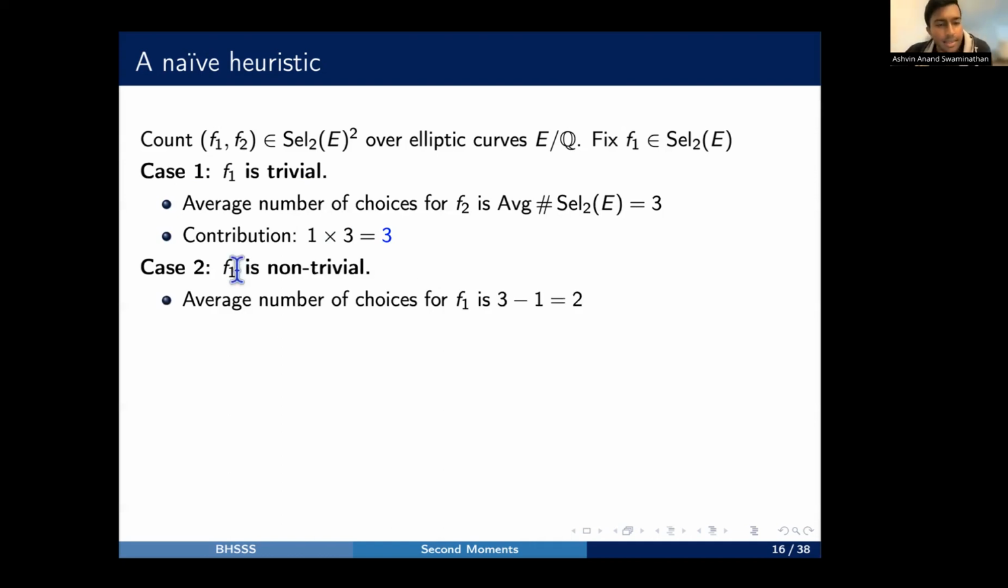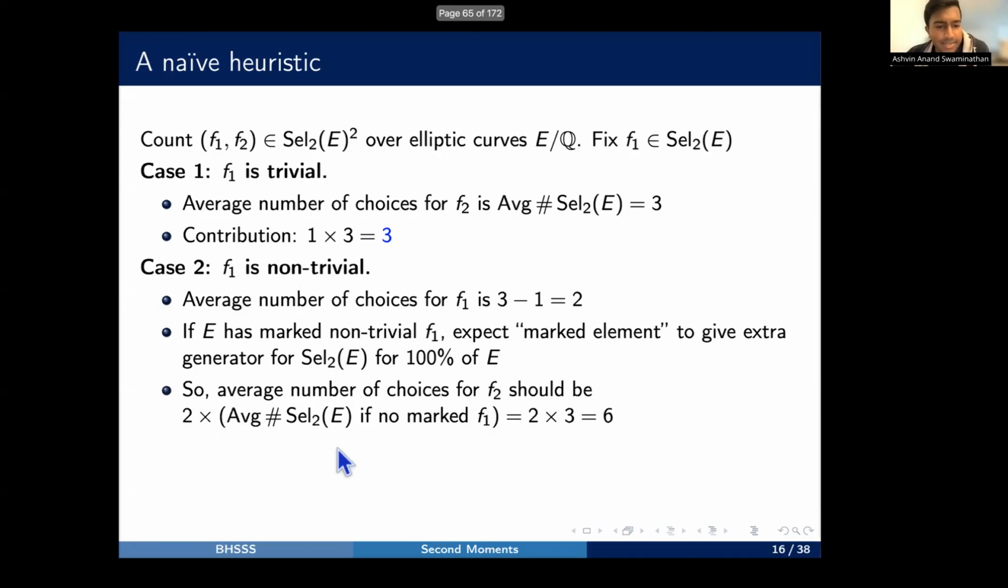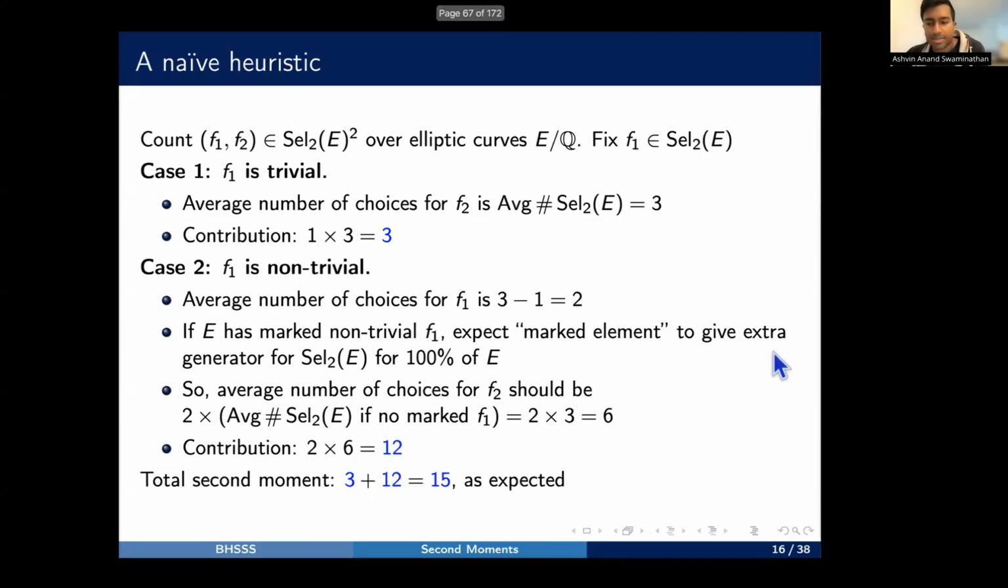Now, the second case is where F1 is non-trivial. In this case, Bhargava and Shankar tell us that on average, there should be 2 choices for F1. But now we know something very special about our elliptic curve, which is that it has a marked non-trivial two-Selmer element. And so we should expect that the two-Selmer group of that curve will be twice as big on average. So in that case, the number of choices for F2 is not 3, but 2 times 3, or 6. If we combine the two, we get 2 choices for F1 and 6 choices for F2, for a total of 12. Then adding up the contributions from the 2 cases, we get 15.